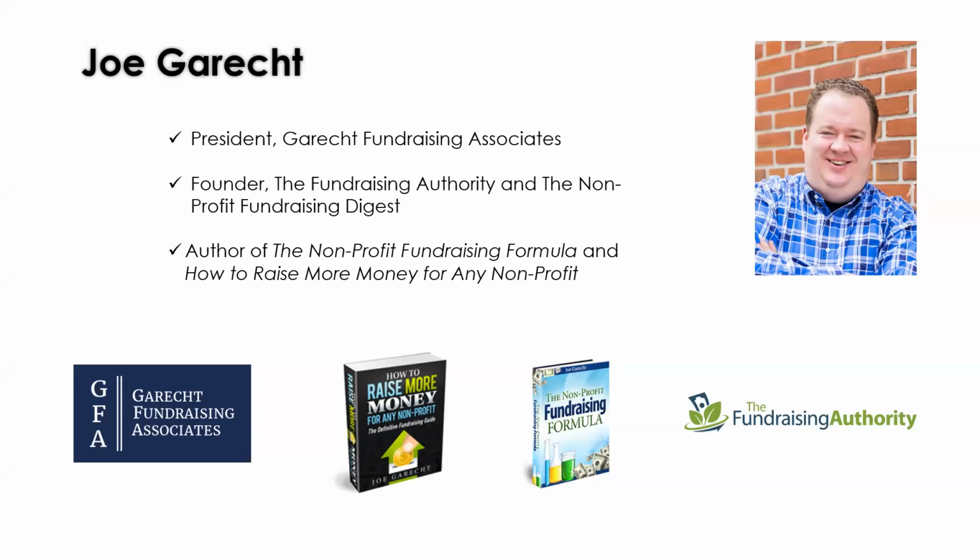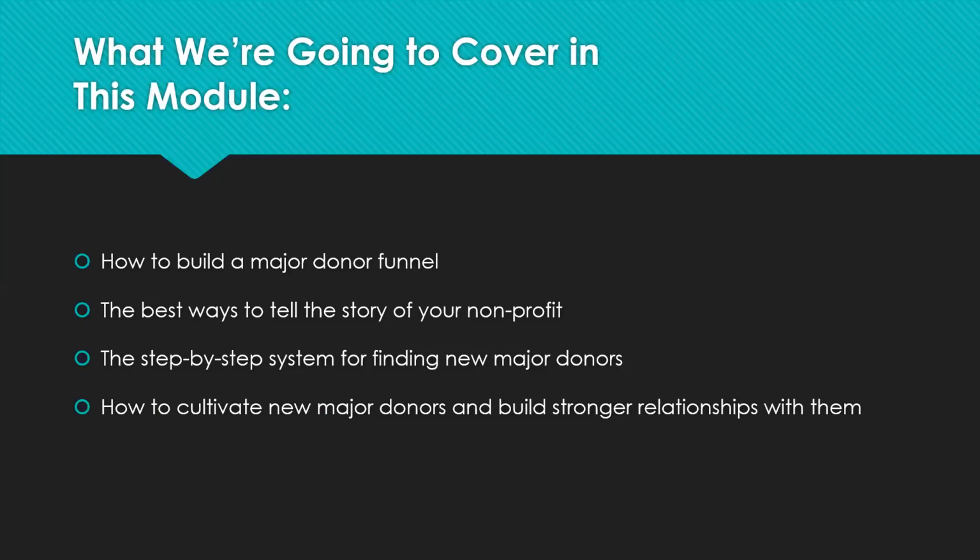So here's what we're going to be covering in today's class module. First, we're going to take a look at the major donor fundraising funnel to make sure you understand what the full process of major donor fundraising looks like. Then, we're going to take a look at the best ways to tell the story of your nonprofit so that it can appeal to as many major donors as possible. What's the best way to tell the story of your organization with a major donor focus? After that, you'll learn a step-by-step system for finding a steady stream of new major donors for your nonprofit. And finally, we'll take a look at how to cultivate new major donors and build stronger relationships with them. And then, of course, for those of you who are on live, we'll have time for questions and answers. Does that sound good? Well, let's get started.